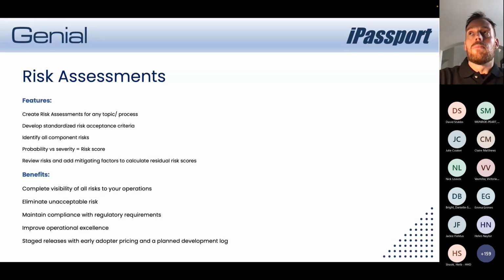So one of the big factors as well with iPassport is that you can review any identified risks and add mitigating factors to them. So if something is scored high initially, you might be able to recalculate that risk using the mitigating factors to get a residual risk score and hopefully bring that risk down to an acceptable level.